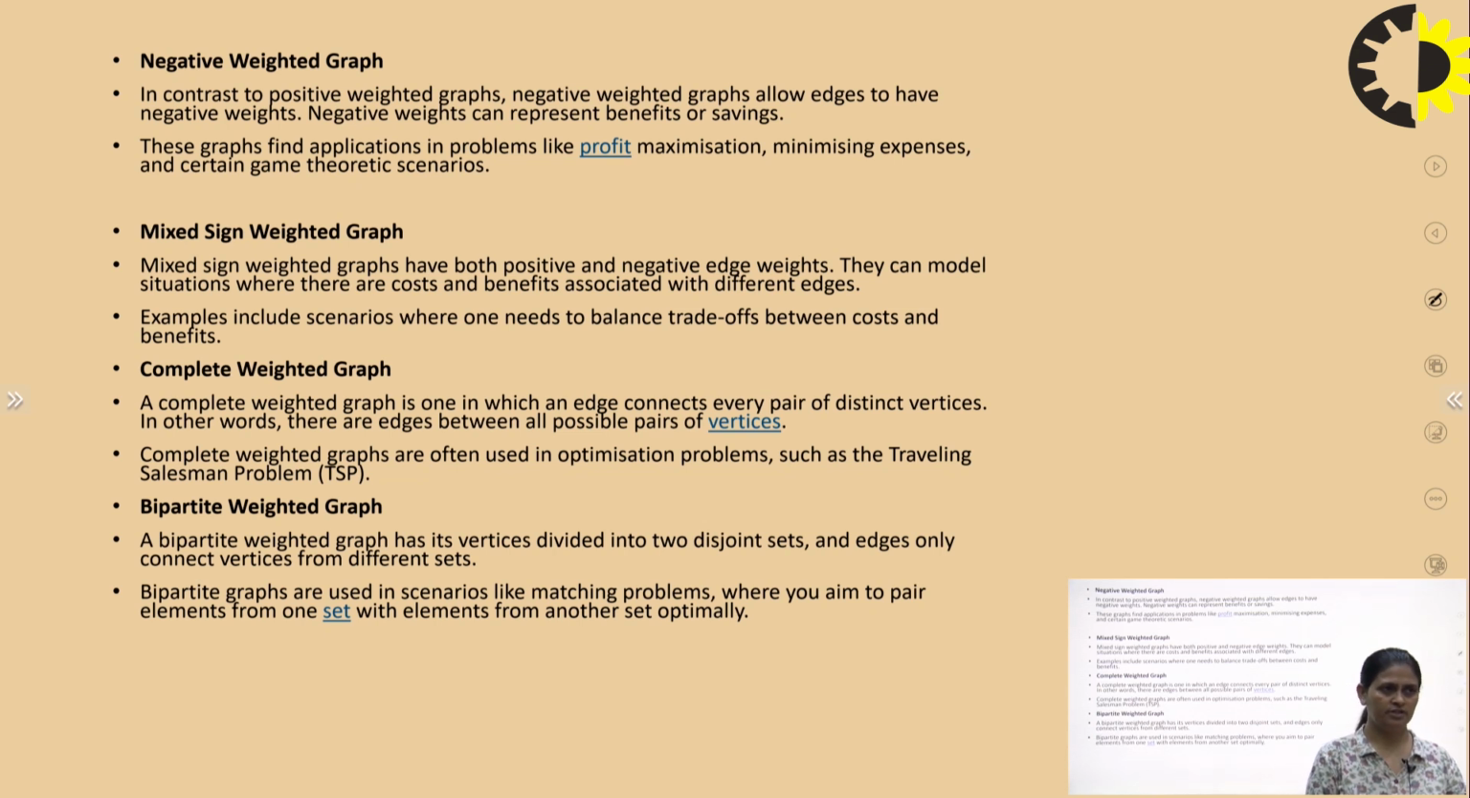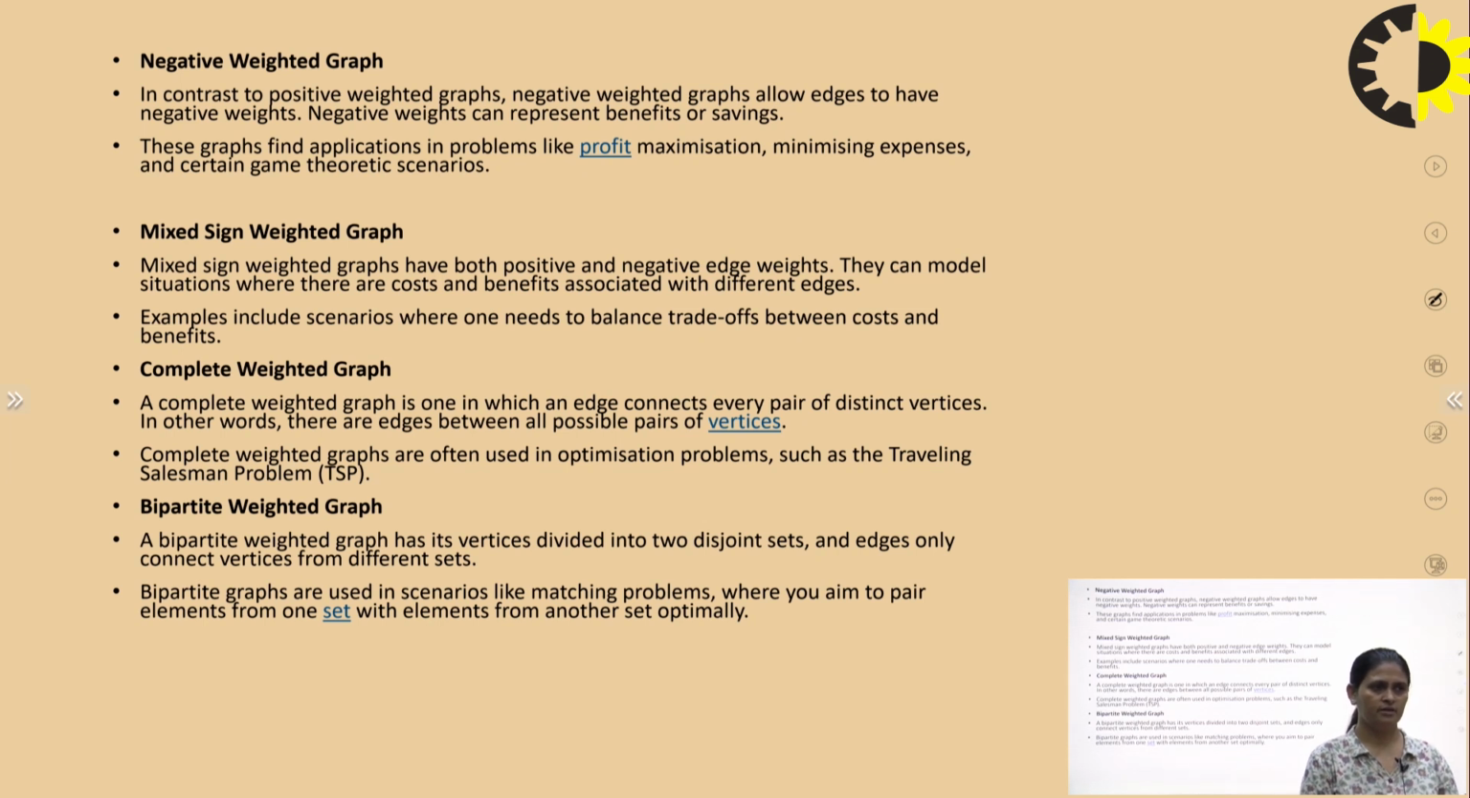Mixed sign weighted graph. Mixed sign weighted graphs have both positive and negative edge weights. They can model situations where there are costs and benefits associated with the different edges given in the graph. Examples include scenarios where one needs to balance trade-offs between cost and benefit.